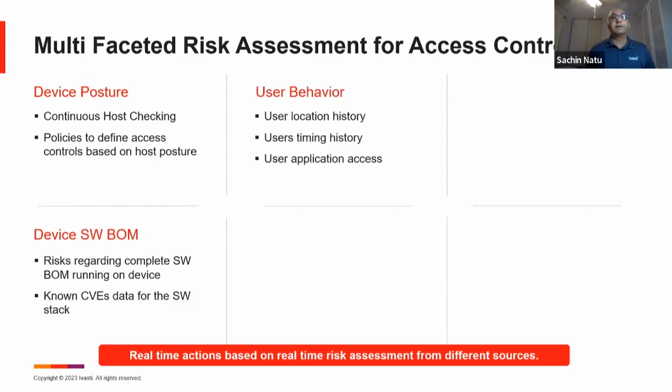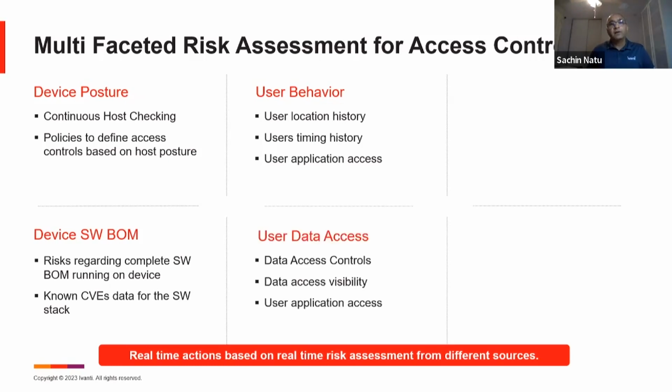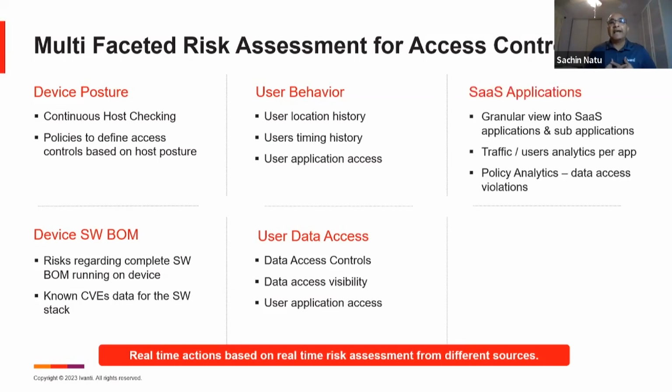Then user behavior is pretty obvious, right? What is my history? What is the user location history? Timing history? Is there something fishy going on? Right? So that's the entire UEBA control. User data access is again important to understand, so that nobody is misusing the data, either inadvertently or maliciously. You can understand the data accesses, take control of them, and block application accesses. Then even the SaaS applications, right?